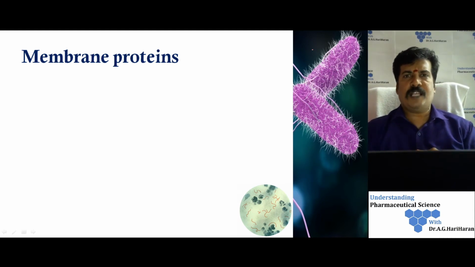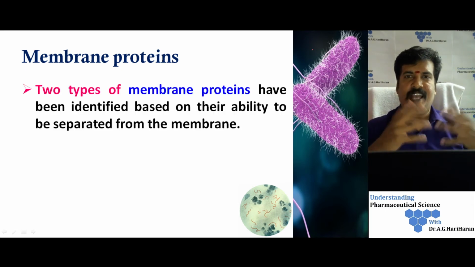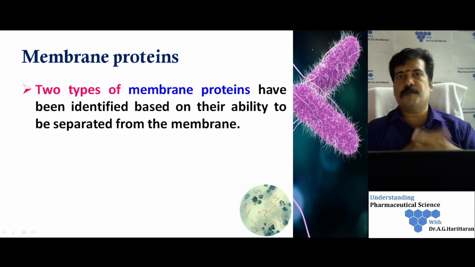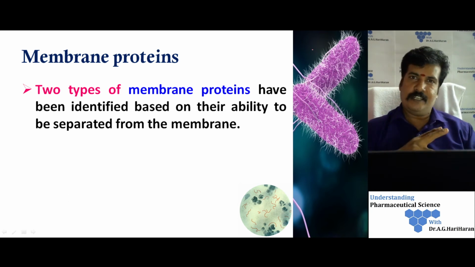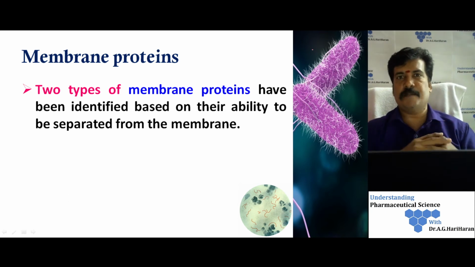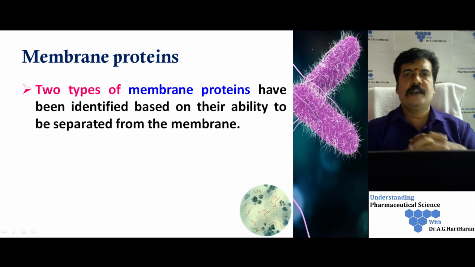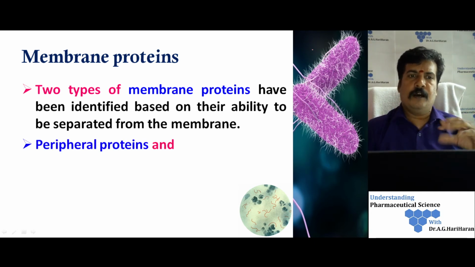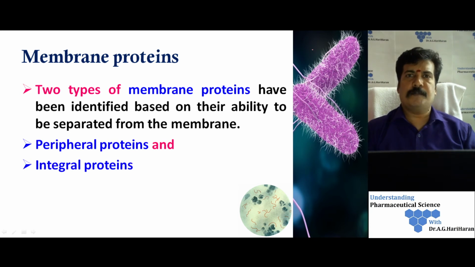So in this plasma membrane, it carries membrane proteins. These proteins generally act as receptors for the transport of molecules or as receptors for sensing certain chemical entities, like chemoreceptors. So generally these membrane proteins are of two types, based on their structure and their ability to interact with different compounds. One is the peripheral protein, second is the integral proteins.